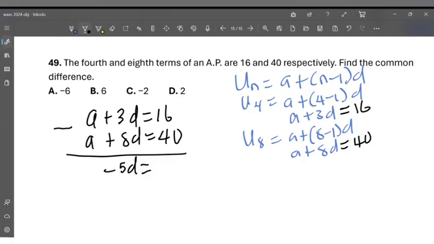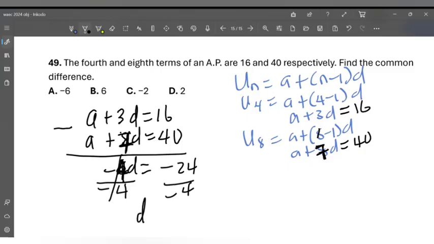Sorry. When I have 8 minus 1d here, it's supposed to be 7d. Yes, I just noticed that error. So 7d is what I'm supposed to have here. So 3 minus 7 is actually minus 4. That's minus 4d is equal to 16 minus 40, which is minus 24. So I'm going to divide both sides by minus 4 such that minus 4 cancels here. d is equal to 6, which is option B.